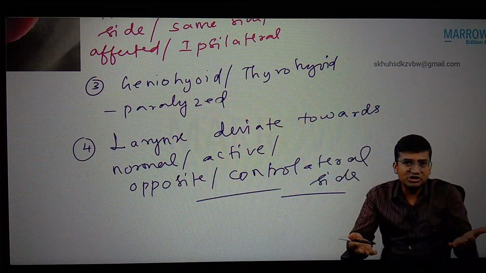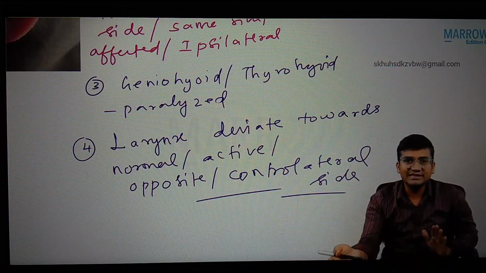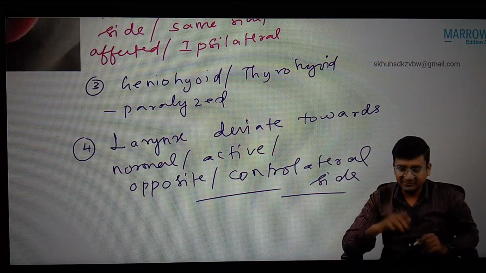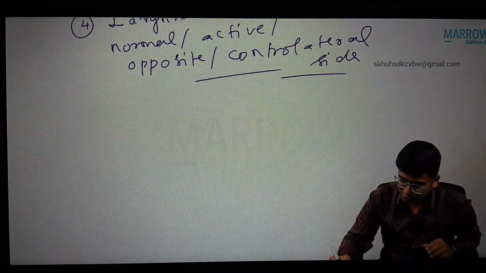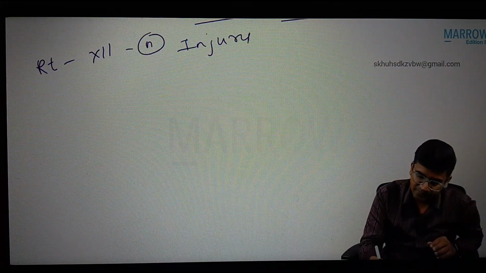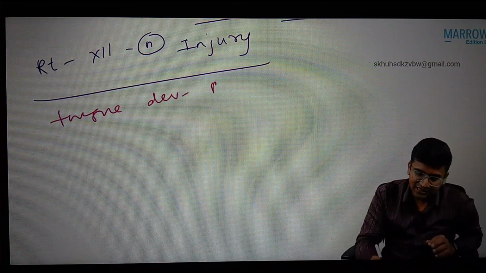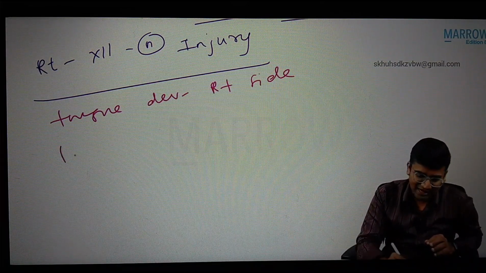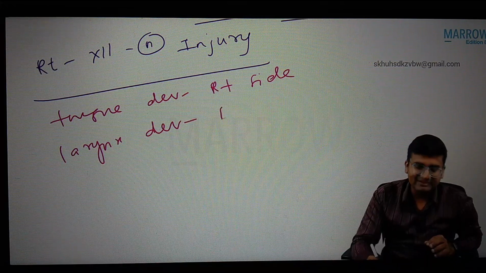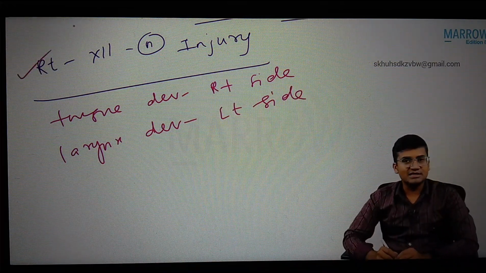So in the case of hypoglossal nerve injury, the tongue deviates towards the lesion side and the larynx deviates towards the normal side. Clear? So, for example, the patient has right side hypoglossal nerve injury. Now, the tongue deviates to which side? The right side. Very good. What about the larynx? The larynx deviates towards the left side. Very good. So this is what happens in the case of right side hypoglossal nerve injury. Okay, right. So that's all about the tongue.